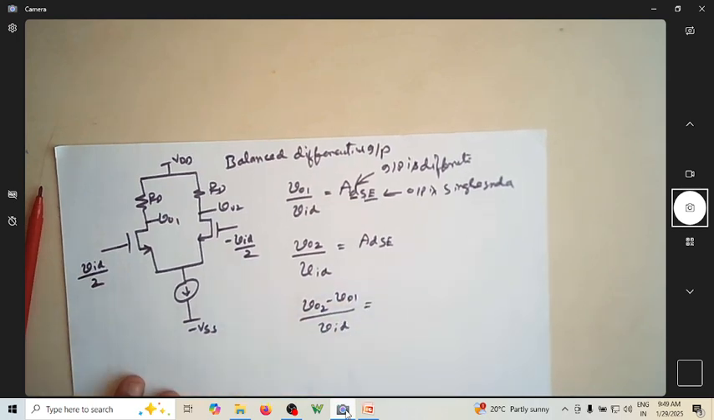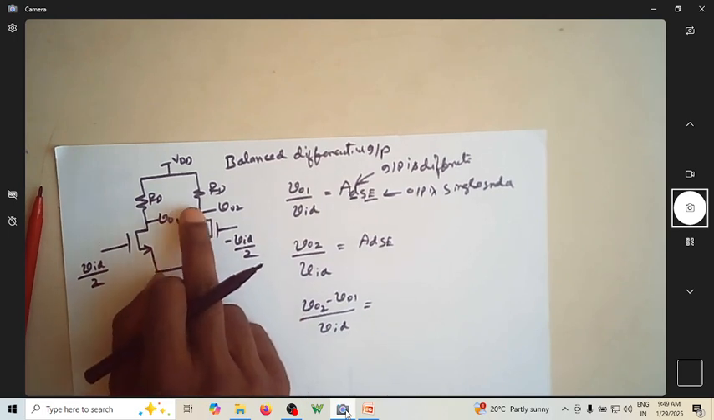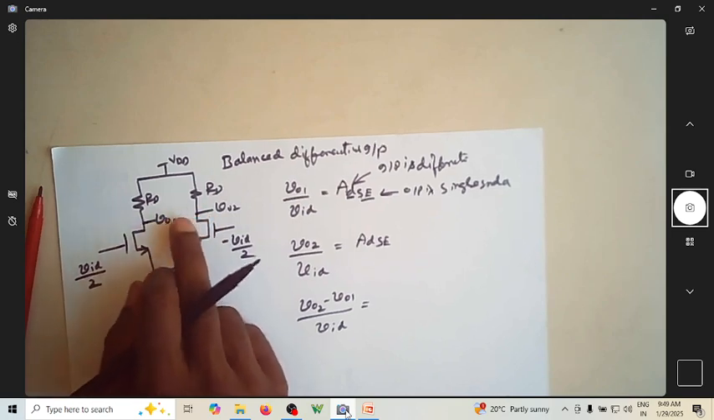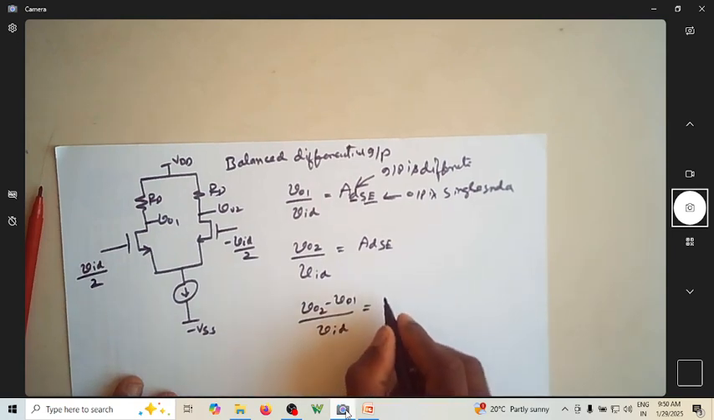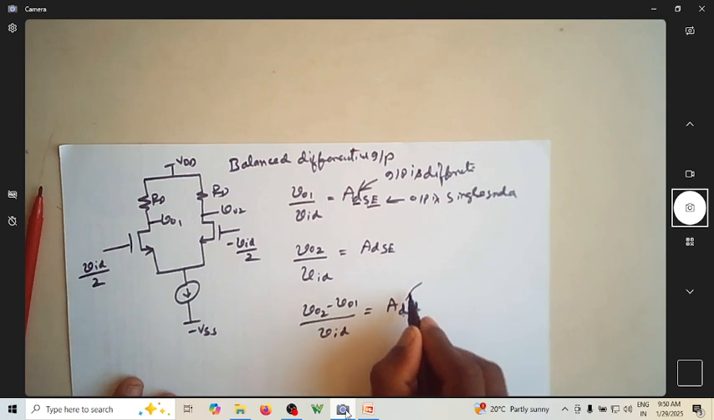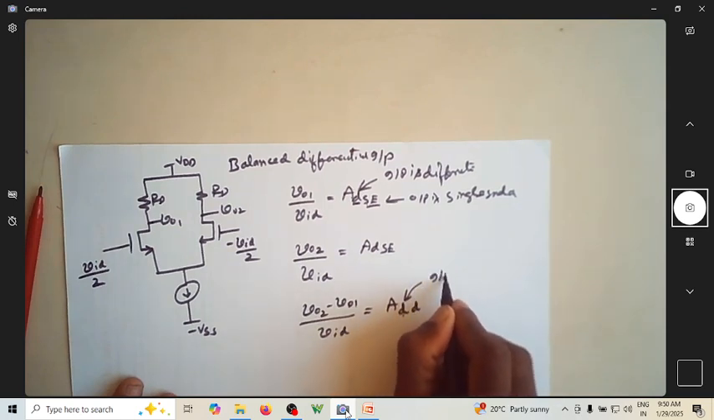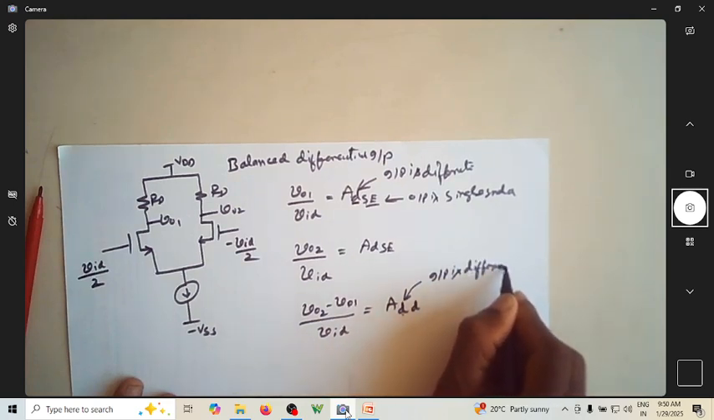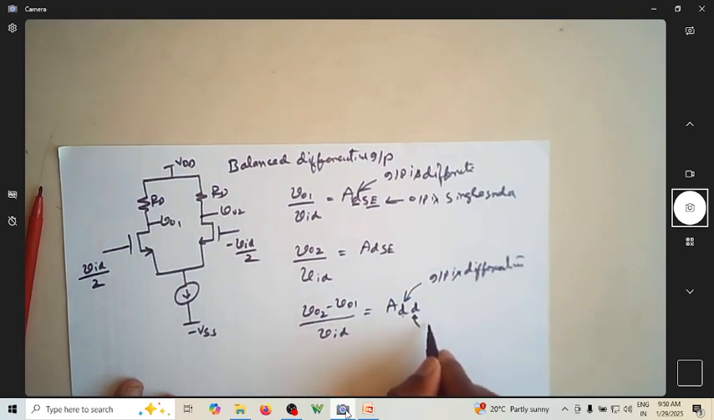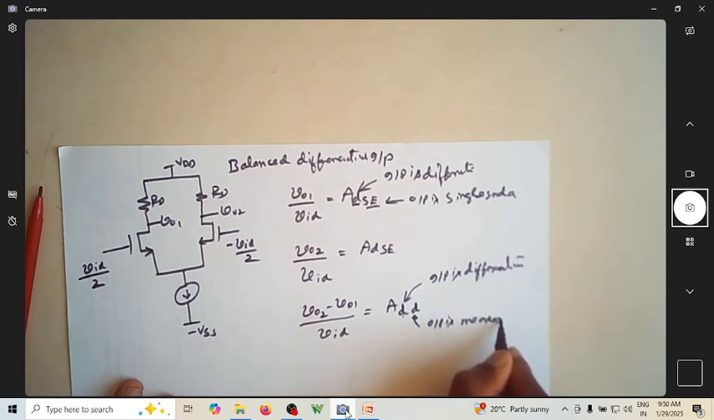Now, how are you measuring the output voltage? Output voltage is between this and this. Since it is between the two output terminals where ground is not involved, I will call it a differentially measured output. So what is this here? This D stands for input is differential, whereas this T indicates that output is measured differentially.